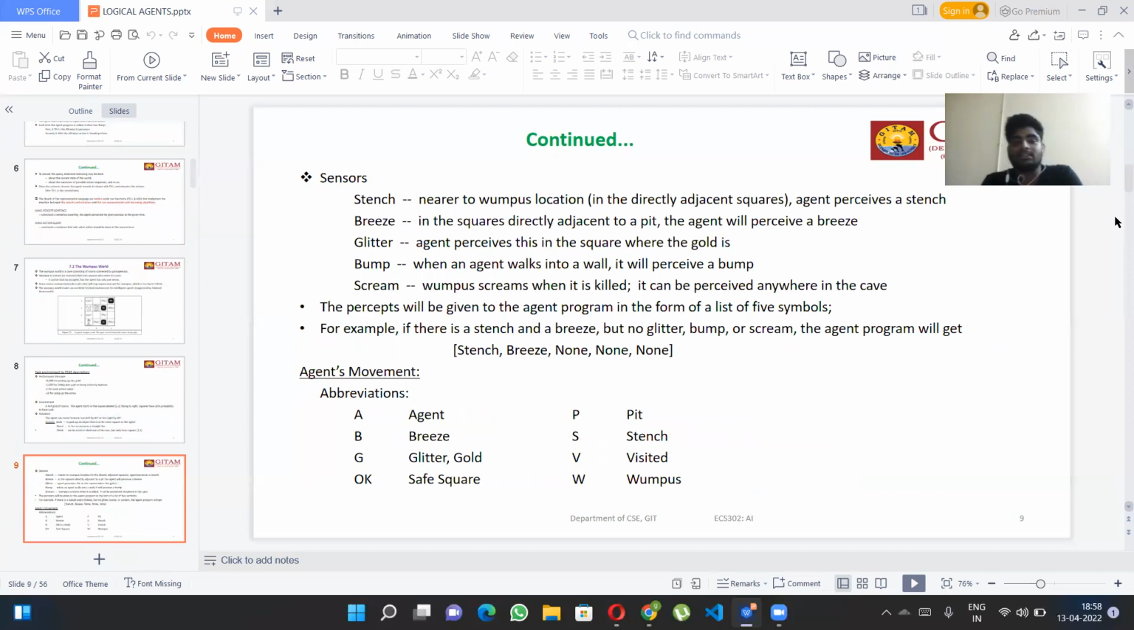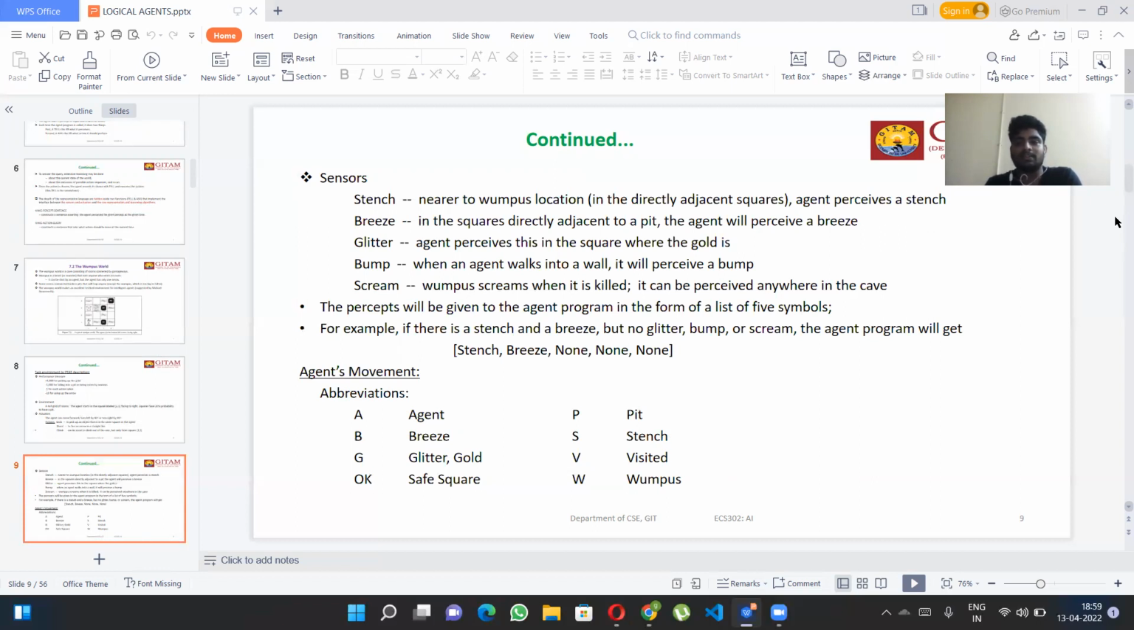And the next one is sensors. In sensors, there are many examples. The first one is stench. Stench is a smell. If the smell occurs, the Wumpus can kill or eat that person. The stench is near the Wumpus location. The agent can also feel the smell.